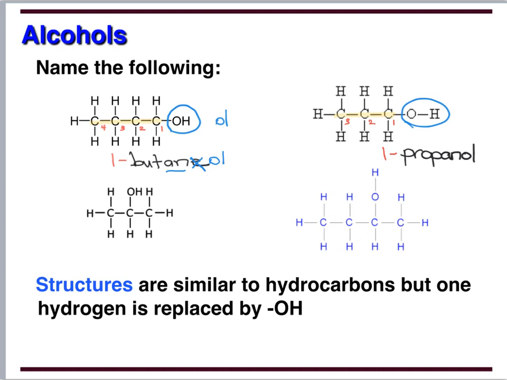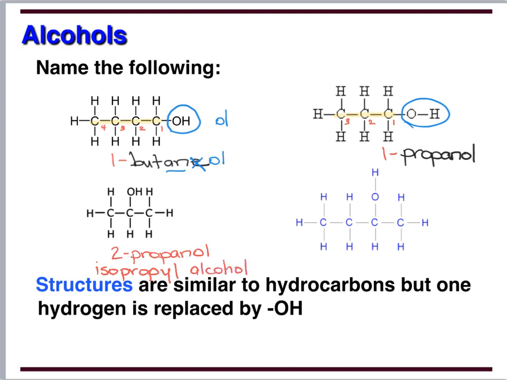Again, I'm looking at 3 carbons, so I know it's propanol because I've got the OH group. This time it's at carbon number 2. So it's 2-propanol. You may have also noticed that this can be called isopropyl alcohol.